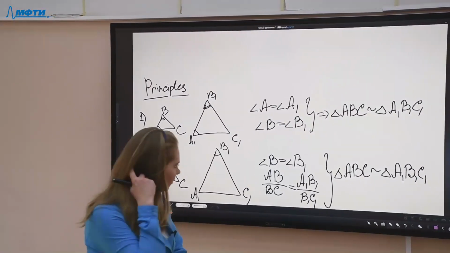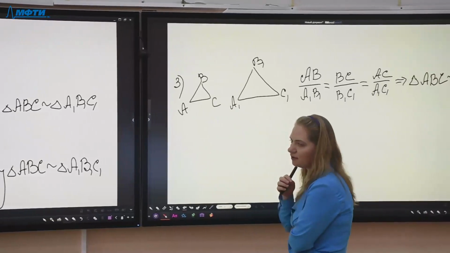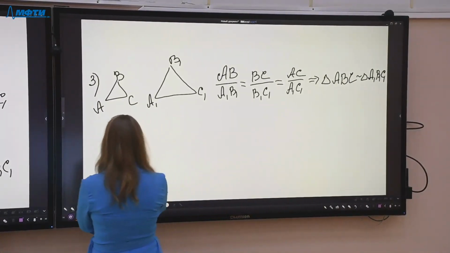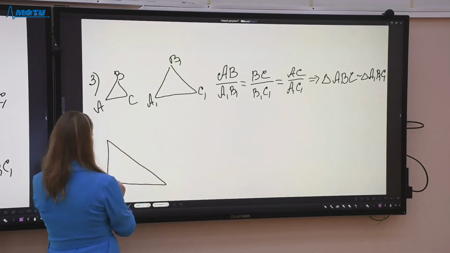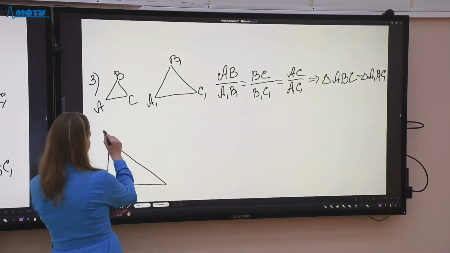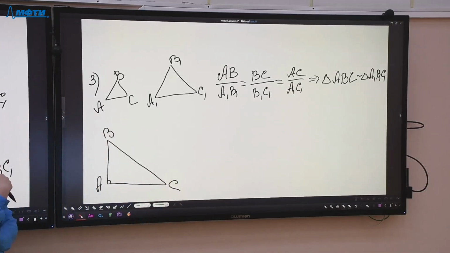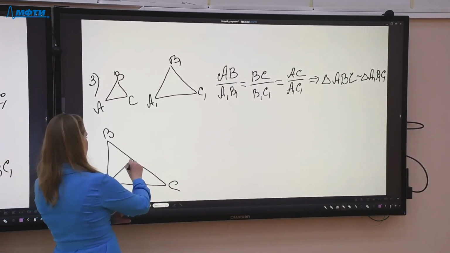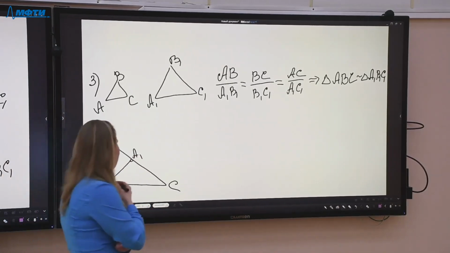And now let's try to apply similarity of triangles to right-angled triangles. So, if we consider triangle ABC and one of the angles is a right angle, angle A, for example. And if we take an altitude, AA1, what can we say here?